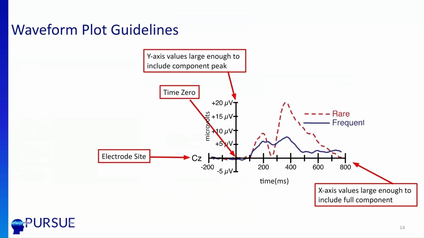The x-axis for ERP waveform plots is time in milliseconds. The x-axis values should be spaced out enough to show the full component. Time zero is simply 0 milliseconds on the graph. This is when your event starts. Anything before time zero is before the event, and anything after is after the event.